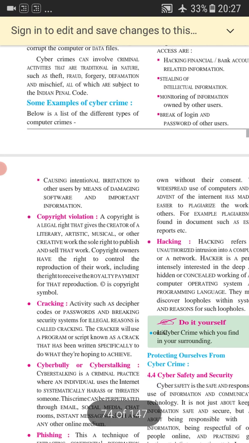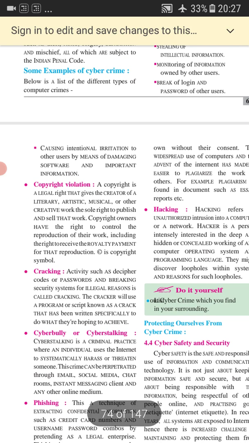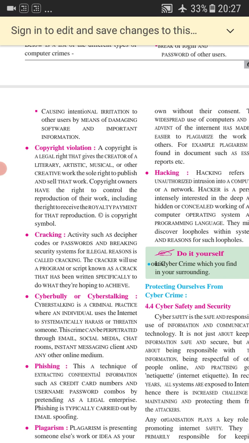Next is copyright violation. Copyright is a legal right that gives the creator of a literary, artistic, musical, or other creative work the sole right to publish and sell that work. So sometimes other users make a copy of that product and try to sell it. That comes under copyright violation. Next is cracking. Activities such as deciphering codes and passwords and breaking the security system are called cracking. When someone tries to crack the passwords of someone else, or tries to break the security system or the firewalls, that comes under cracking.